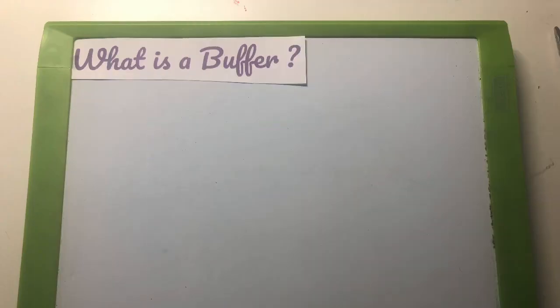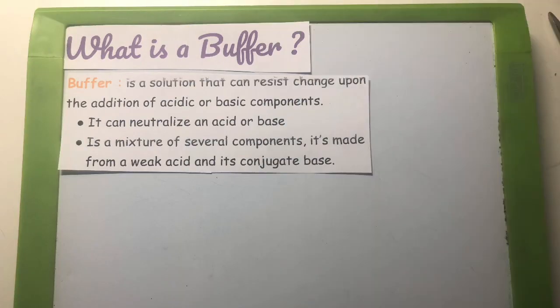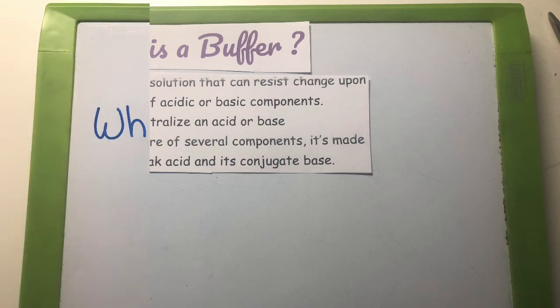In the first part of this video, we will be talking about buffers. What is a buffer? A buffer is a solution that can resist pH change upon the addition of an acidic or basic component. It is able to neutralize small amounts of added acid or base, thus maintaining the pH of the solution. This is important for processes and reactions which require specific and stable pH ranges.